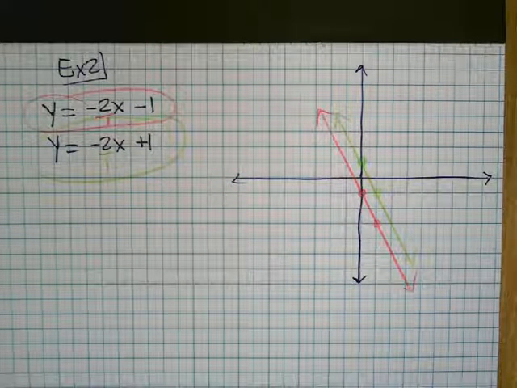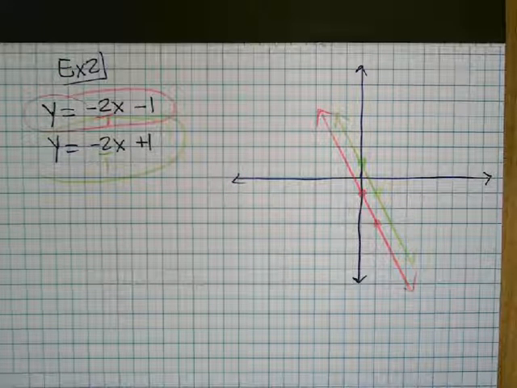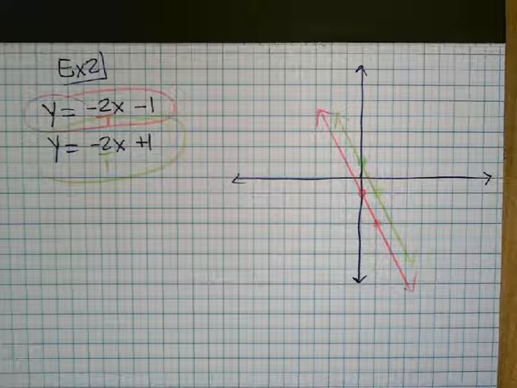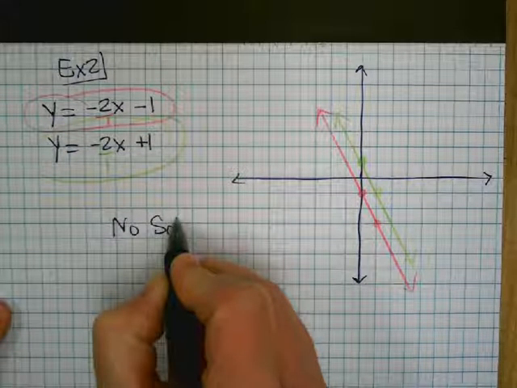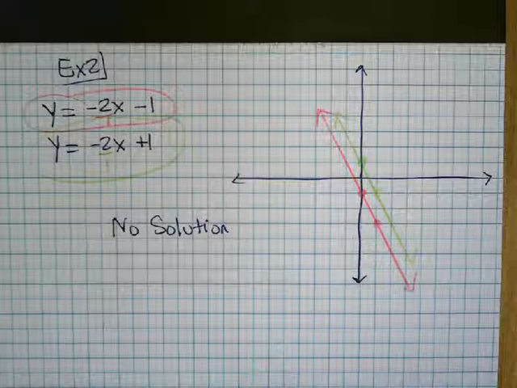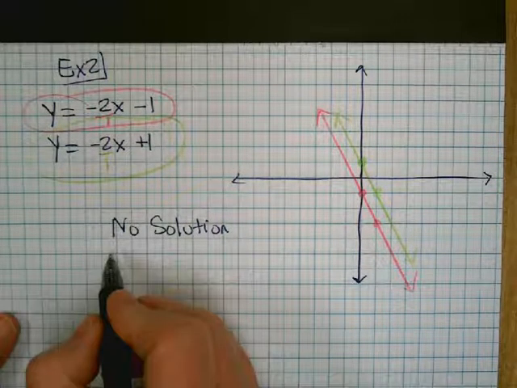What do you think about this pair of lines? This pair is parallel. Are they going to touch? No. There is no solution because there's not a spot where they touch. If they're parallel, they're not going to touch.